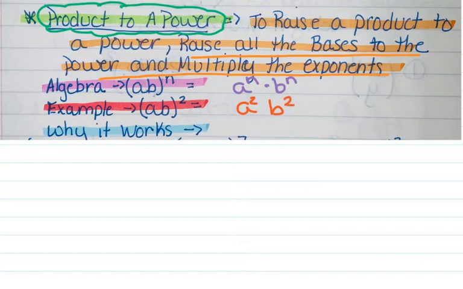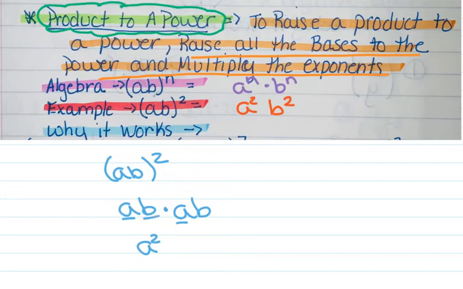So why does it work that way? Well, ab squared really just means I have ab times ab twice. How many a's do I have? 2. And how many b's do I have? That's also 2. Feel free to pause the video to write all of that down. And let's take a look at some examples like this.